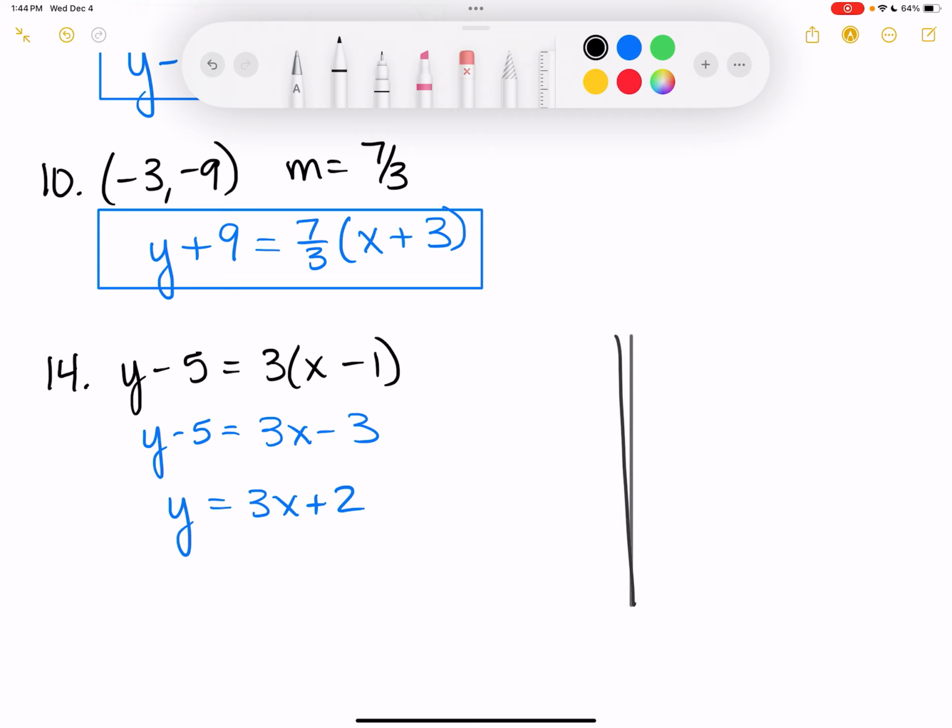Set up my graph over here. All right, so what's my y-intercept? 2. And slope? 3. So I go up 3, right 1. I'm going to run out of graph space, so I can also go down 3 and back 1. And connect it. And there's your graph. It's easy. Once you get y by itself, just like normal.